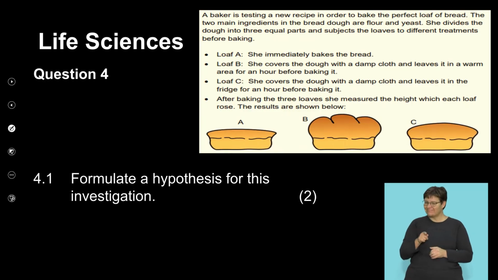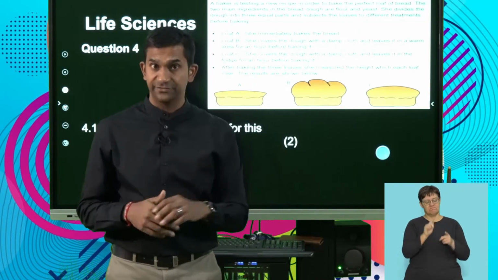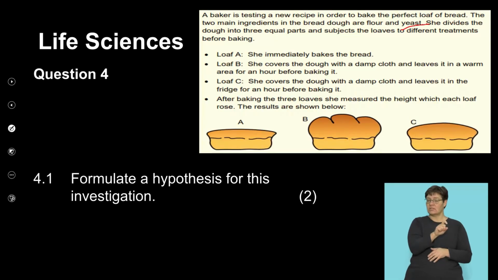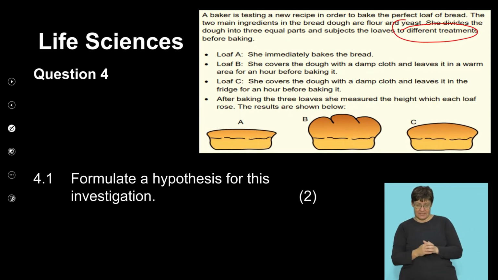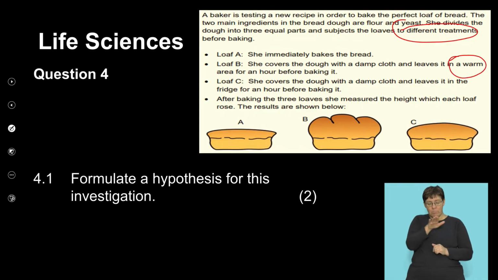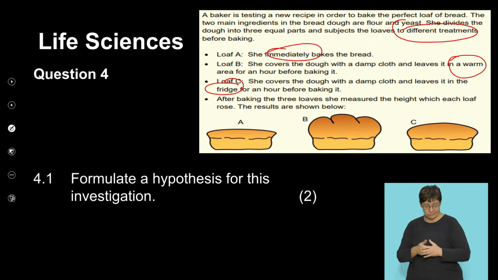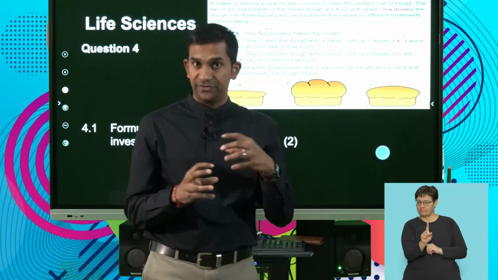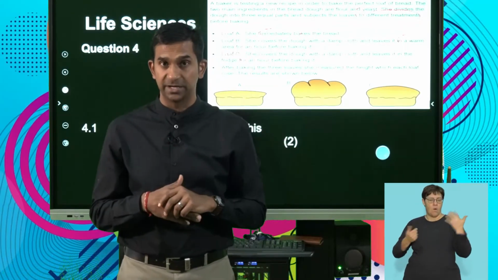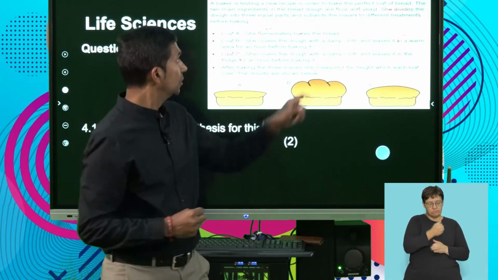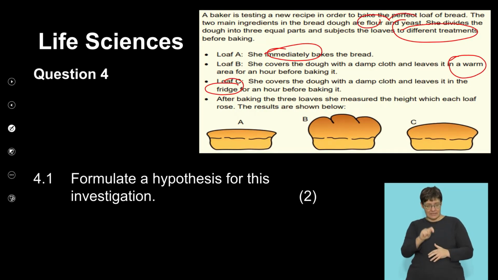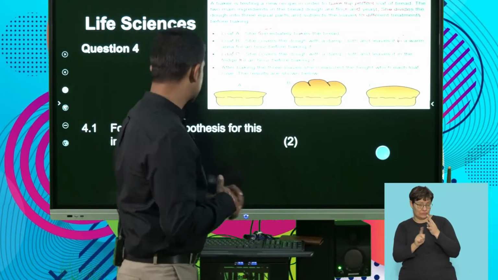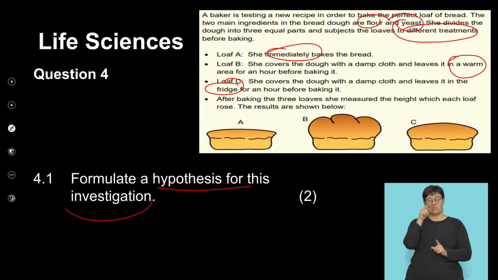So essentially this experiment is looking at the effect of different factors. And if you go back to the question, the different treatments are seen where the individual has kept them in a warm environment, then in a fridge, and then she's immediately used or placed them into the oven. So what's important in that, we've identified that there is the effect of different treatments on the baking of the bread. So she's mixed the dough with yeast and flour, and she's allowed that to stand for a little while in different temperatures. So let's formulate a hypothesis for this investigation.